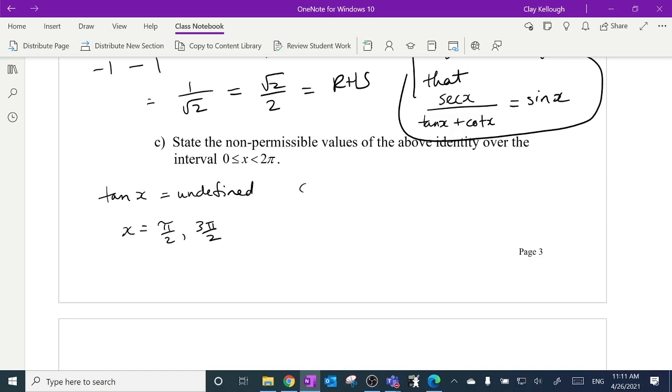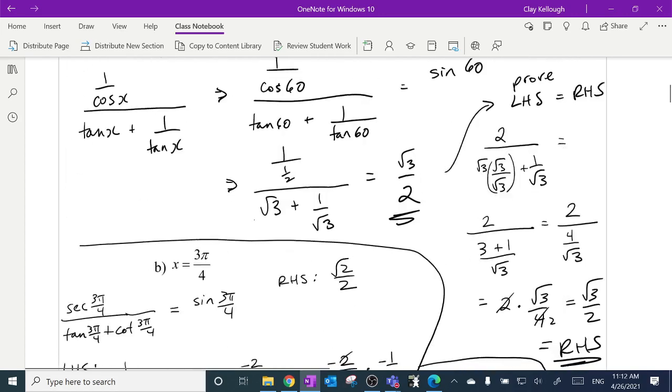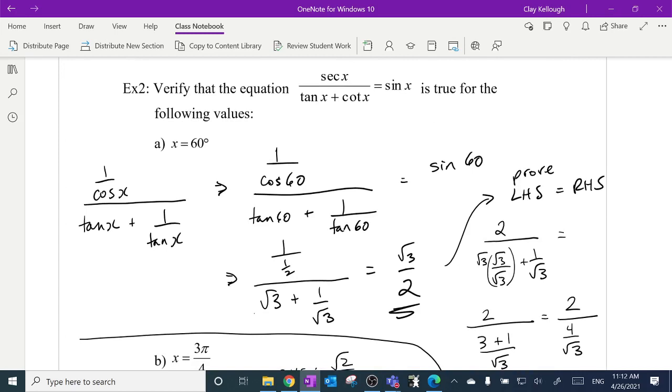But wait a minute, cotangent of x is undefined when x is 0, pi, and 2 pi, right? Because remember, any place tangent is 0 means cotangent would be 1 over 0. It wouldn't exist there. Oh, and I guess I'll also have to think about this thing here. It wouldn't exist if cosine was 0, right?